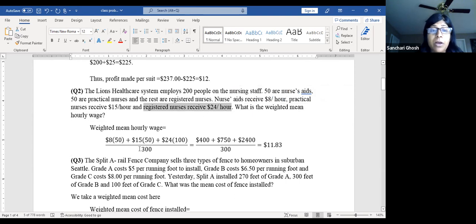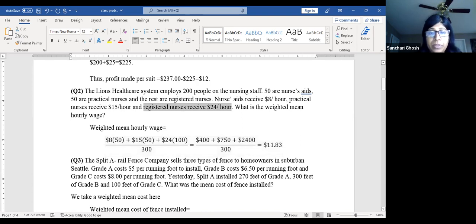So you must take the weighted average: $8 for the 50 nurses aides, $15 for the practical nurses, 50 are practical nurses. So 50 plus 50, 200 minus 50 plus 50. Because you are taking the weighted mean, weighted towards the nurses' aides and the registered nurses, so you do not make a mistake, the average wage approximately equals $12.